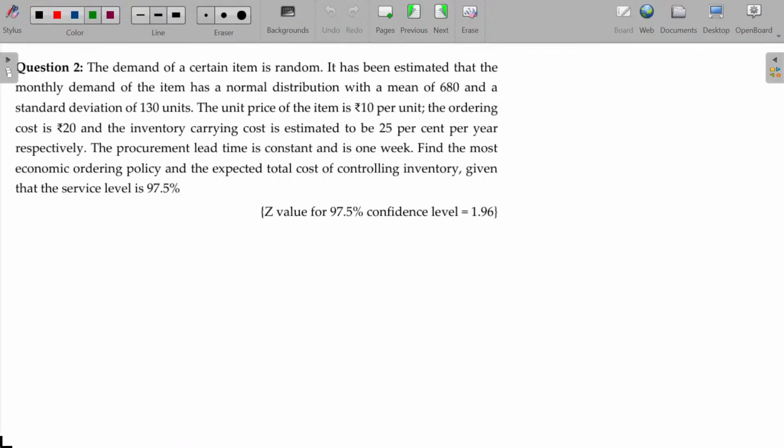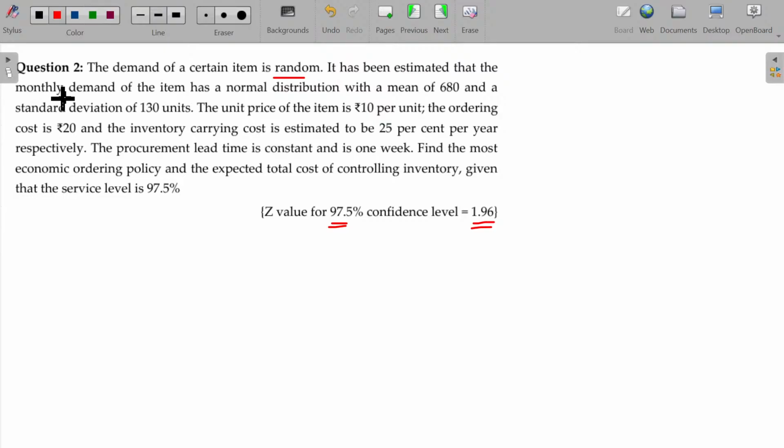Now, here we have been given again Z value for 97.5 percentage, 1.96. Of course, you can go for searching the Z value for 97.5 percentage using the Z table also. But usually in your exam, it is given so that I included in the question itself. The demand of a certain item is random. So when it is random, then it's not static, it's a probability. It will be always changing. Then usually we will depend on normal distribution.